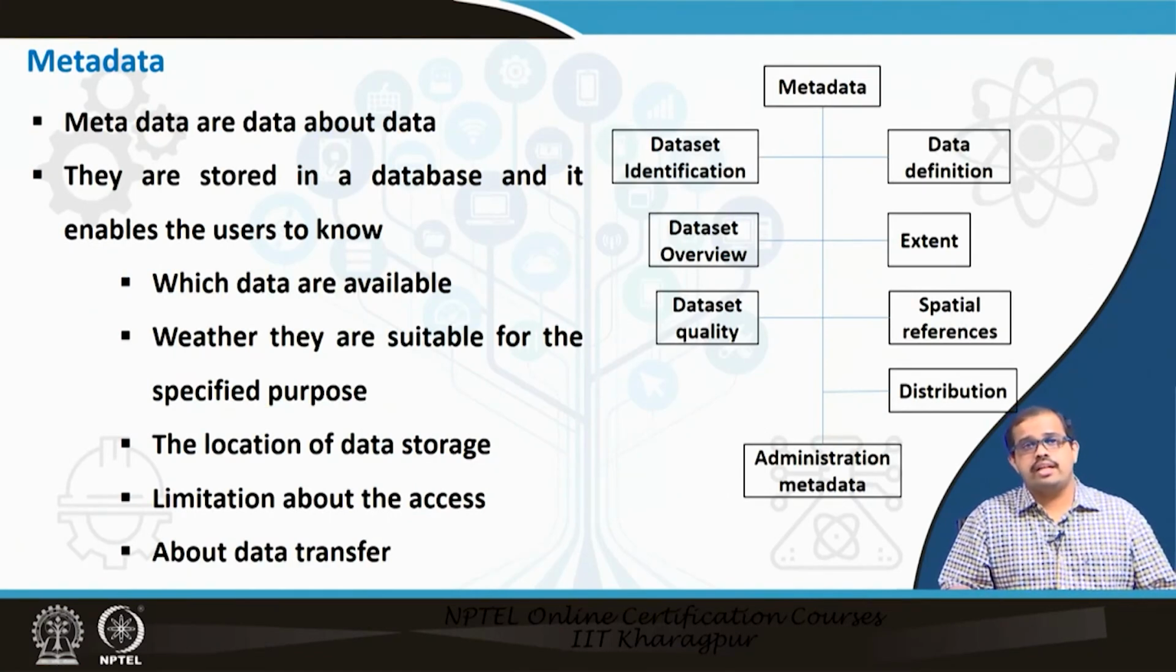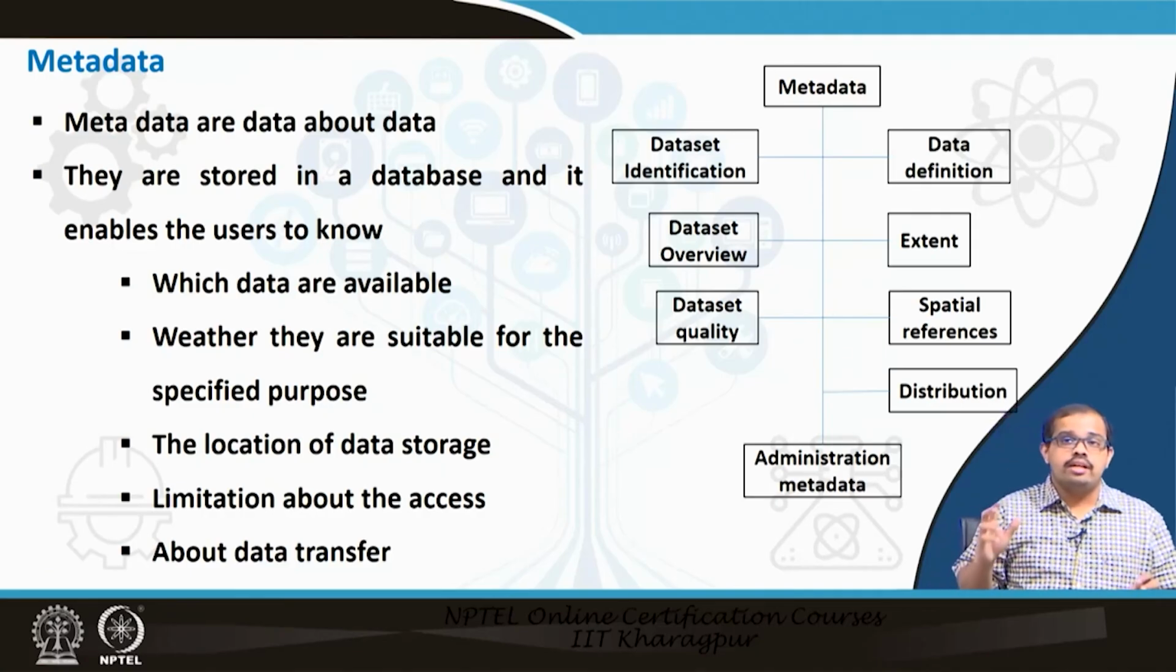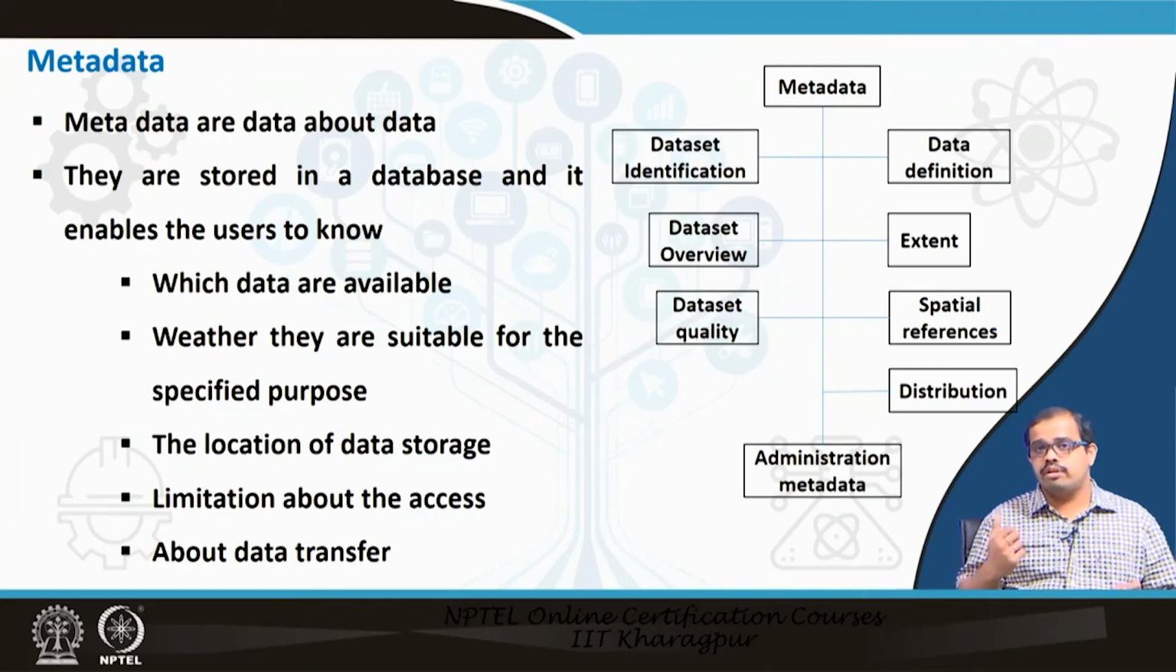When I say metadata, this is data about data, which we have already discussed. Data about data means it is describing the data itself. It gives you every representation. For example, starting from data set identification to data definitions to data overview to extent, the quality, the spatial references, the distribution, the administration of this data, all of this is handled in a metadata.